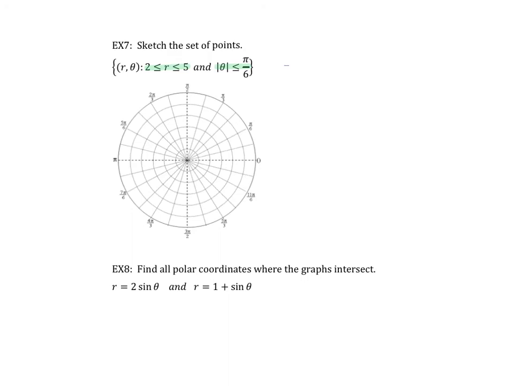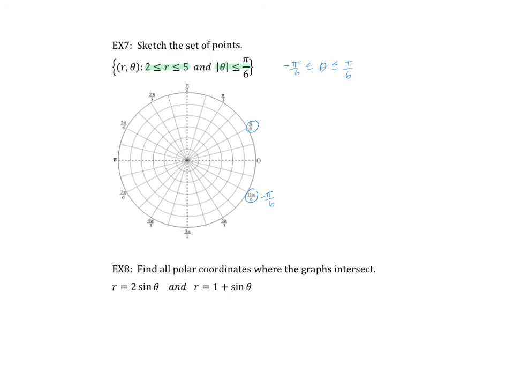We're going to put theta between negative pi over 6 and positive pi over 6. The first thing I want to do is identify those theta values on my graph. So I have my positive pi over 6, and negative pi over 6 corresponds to positive 11 pi over 6. So my theta values are going to go from this negative pi over 6 to the positive pi over 6.